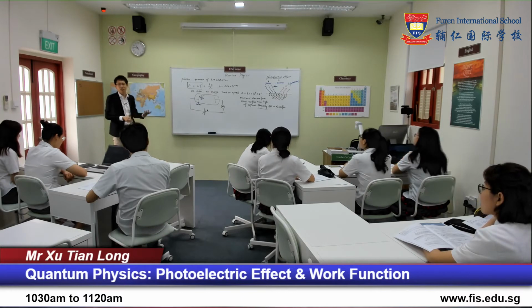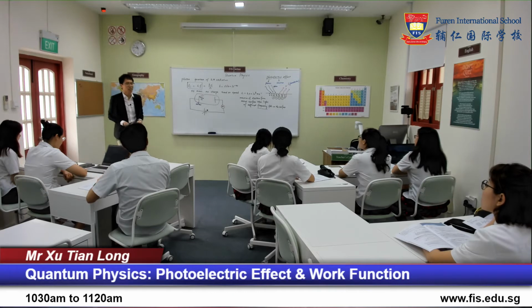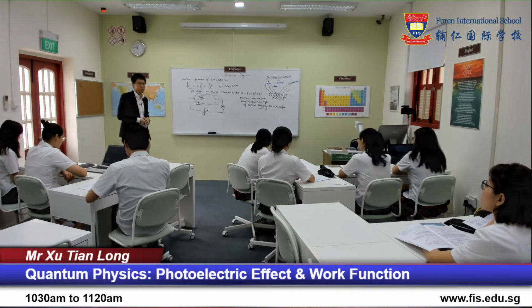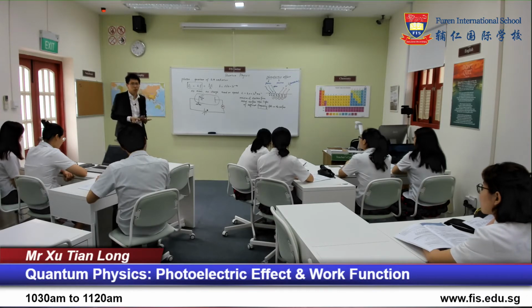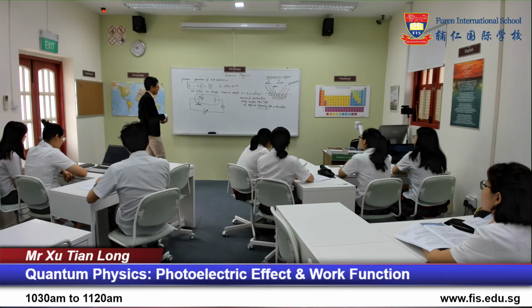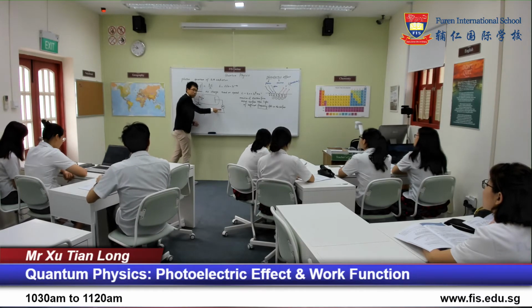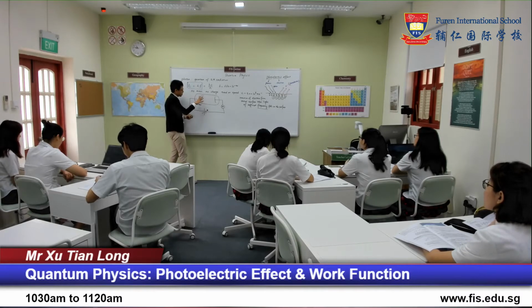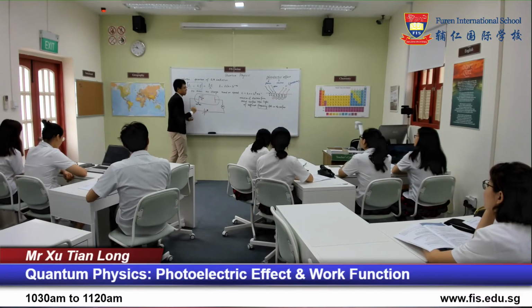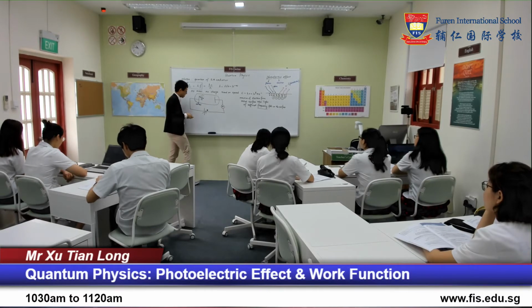Then can we see these electrons? No. Why we cannot see the electrons? Because they are very small, right? So how do we know whether electrons are emitted? We need to check from the emitter. So we need to make sure the electrons that are emitted reach the collector, right? On the other side, we call it collector.